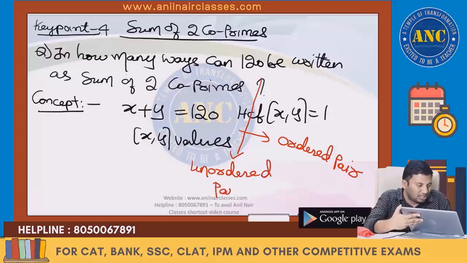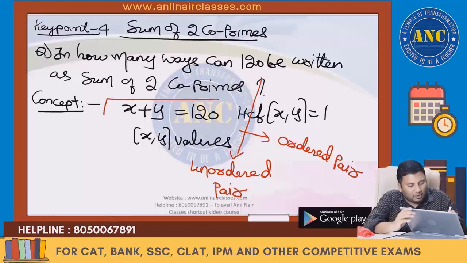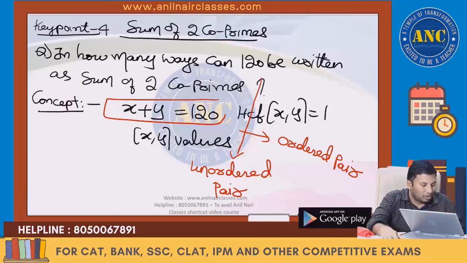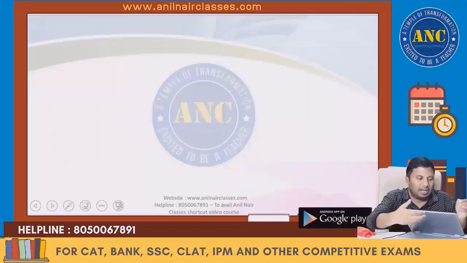Listen carefully to this concept. If possible, I will solve this question at the end. Move on, right? X plus y equivalent to 120. HCF of x comma y is 1. How many values will x comma y take? If variables are present in the question, it is an ordered pair. If the variables are not present in the question, it is an unordered pair. Now, please write down the concept. Right? I did not discuss the concept before saying 120. Let us solve.